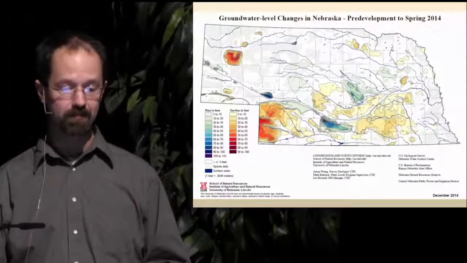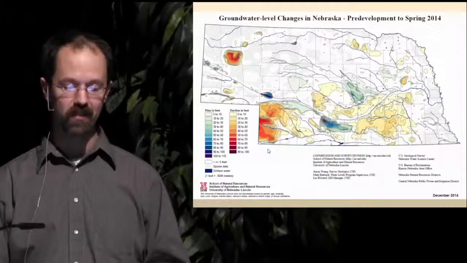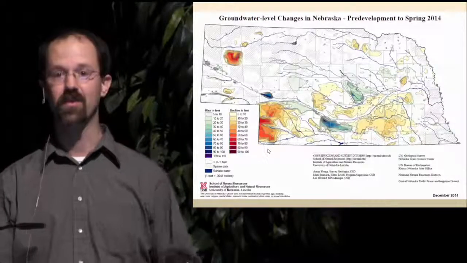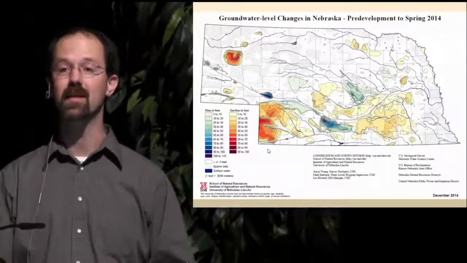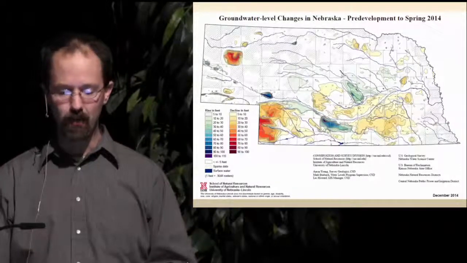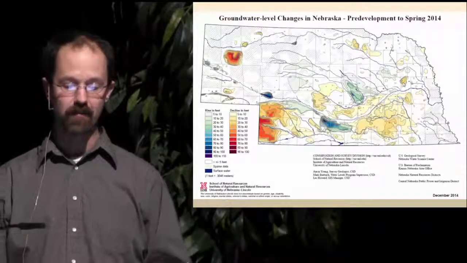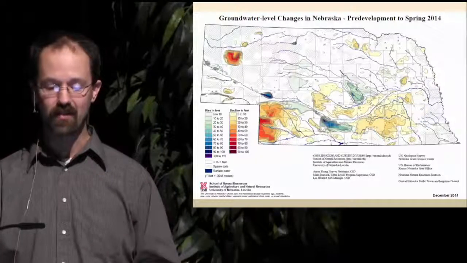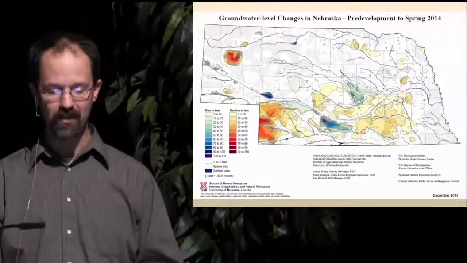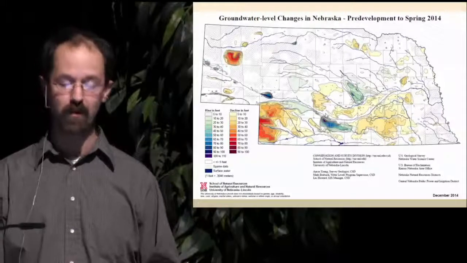Some areas of the state, particularly out here in Box Butte or in Perkins, Chase, and Dundy counties, have seen some fairly significant groundwater level declines. Some of these areas have seen declines of nearly 100 feet over the past 70 or 80 years. Other parts of the state, here in the southeast part of the state, have seen some declines of 20 to 30 feet in some areas. We've also seen some significant rises.